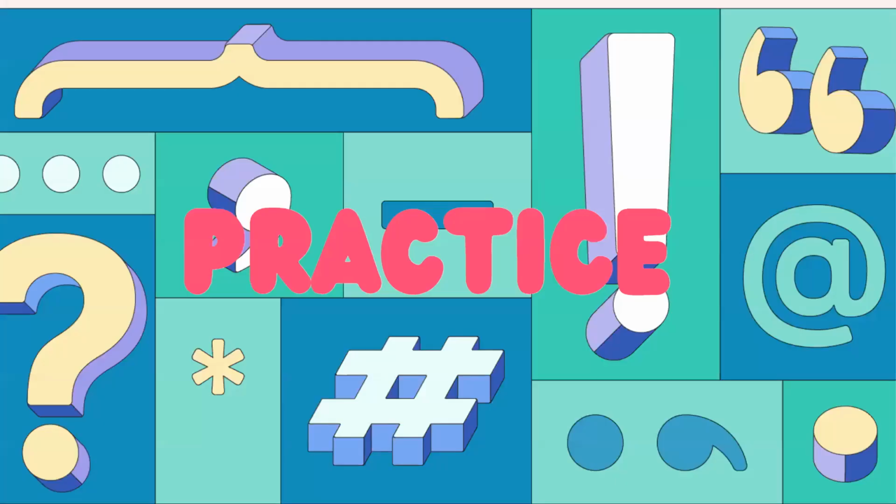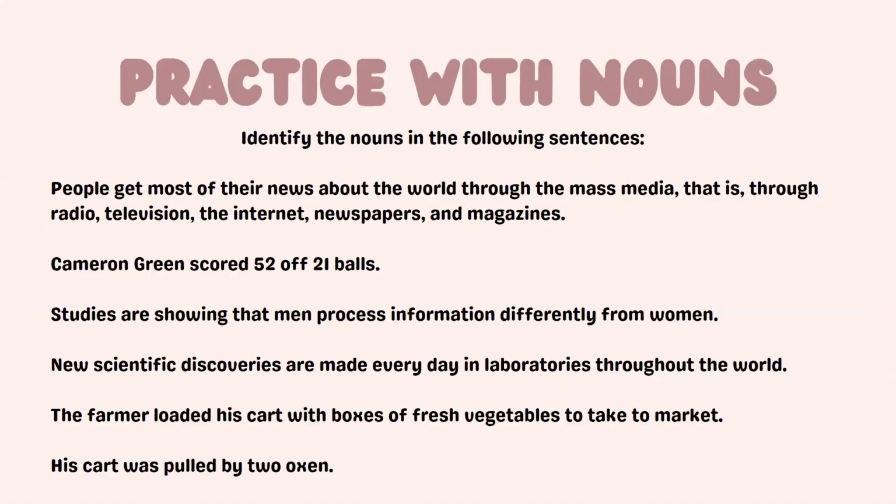So next, we're going to move on to some practice. Give me 1 second while I pull up a timer for this. So first we're going to practice with nouns, which remember are a person, place, idea, or thing. So I'm going to give you 10 seconds to try to guess the nouns within these sentences.